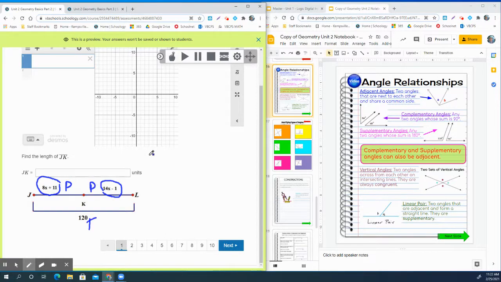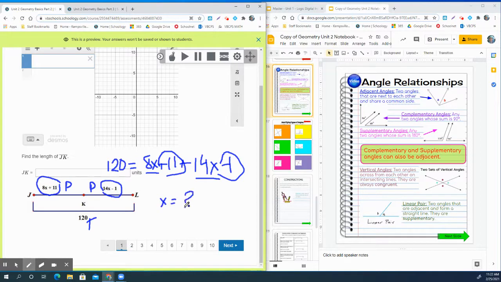Okay, so the equation is going to be 8x, and bear with me, I'm working with a touchpad here, plus 11, and then plus the other side, 14x. And if you have a piece of paper, I encourage you to write this down if you haven't already done this problem. Minus 1 equals the total, so equals 120. You're going to solve this equation, so you're going to combine your like terms, 8x and 14x, and you combine your numbers, the plus 11 and the minus 1. You're going to solve for x. You're going to get x equals some number. I don't know what it is, because you're going to solve the equation.